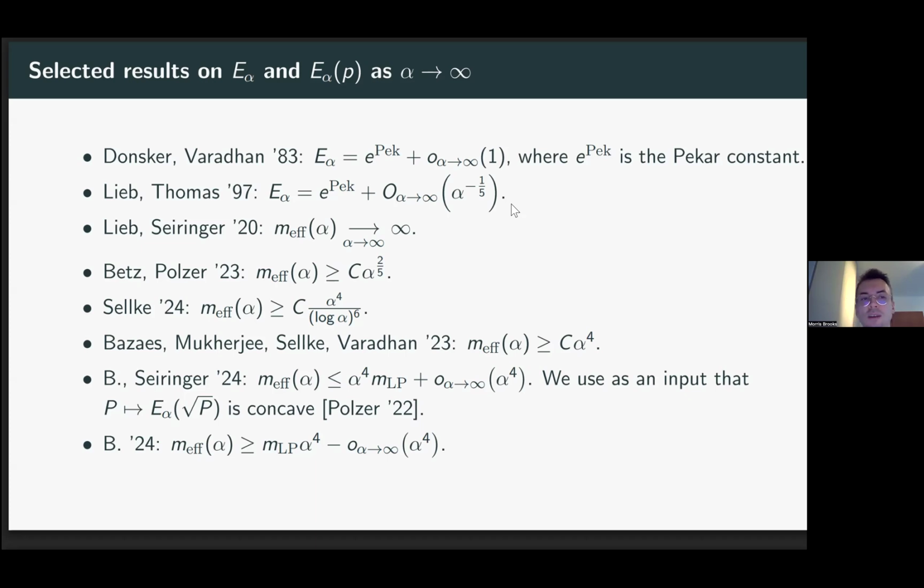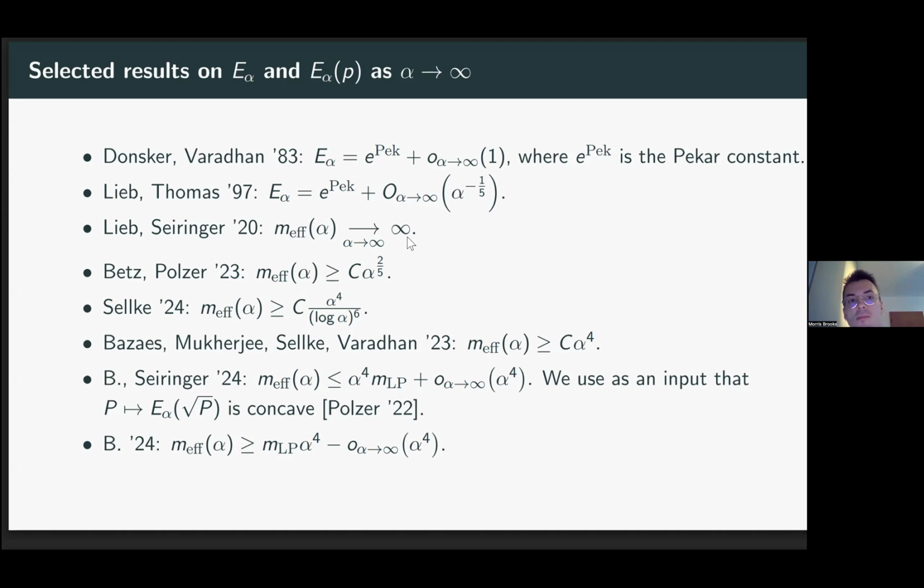Now, coming back to the effective mass and making a jump again by 2 decades, we have the result from Lieb and Seiringer, who were able to show that the effective mass actually diverges as alpha goes to infinity. To this point, people were already believing that it should diverge with the 4th power, but it was not even known that it diverges at all. So Lieb and Seiringer were able to show it goes to infinity. In their main result section, they don't write the rate, but I think if you would trace the paper through, you would probably find some rate. But I think they don't even bother with writing it.